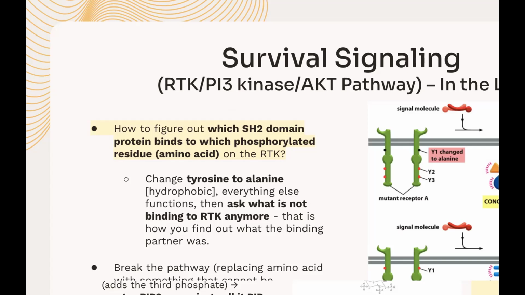If say we wanted to see which one of the 3 GRB bound to, we could take away 2, change them to an alanine, they can't get phosphorylated, and we see, is GRB still binding? If it's still binding, we know that that's the SH2 domain that it's binding to. If we took that one away and kept the first one and saw that it wasn't binding anymore, we would know that it wasn't binding to the first domain. Make sense? So that's kind of how they figured out which domain each protein was binding to.